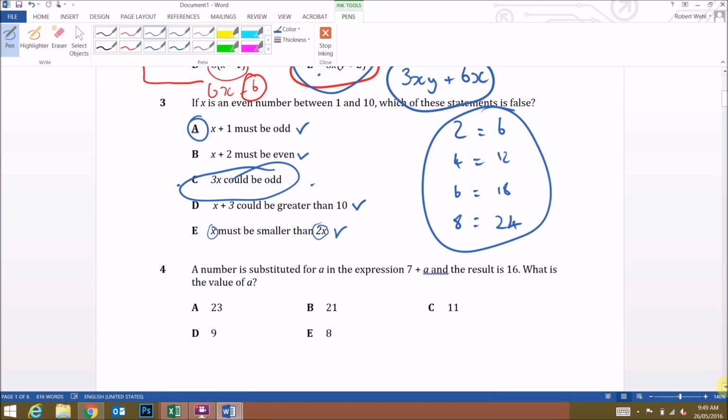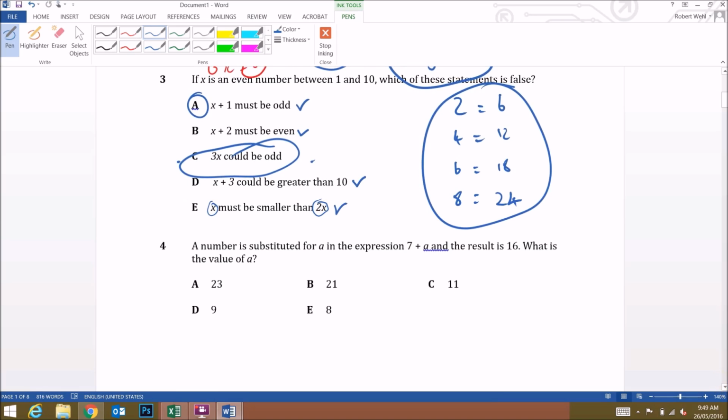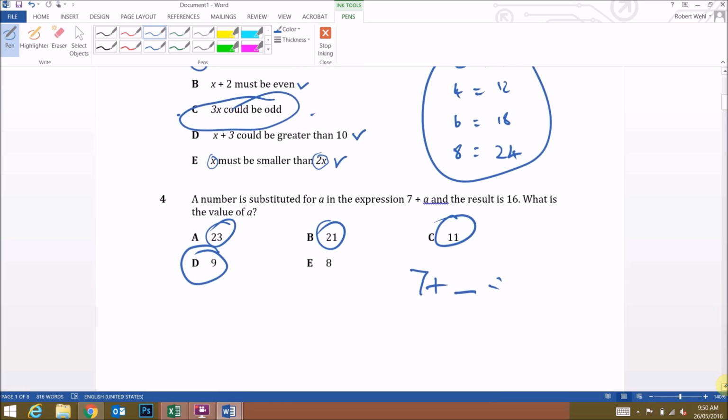Question 4. A number is substituted for a in the expression 7 plus a, and the result is 16. What will the value of a be? Well, what number do you need to add to 7 to make 16? And the answer to that is 9. And here you could easily just guess and check if you're not sure. So you could go 7 plus this one, plus this one, plus this one, until we found our correct answer.